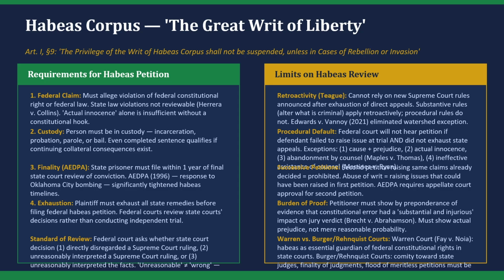Custody. The petitioner must be in custody, broadly defined to include incarceration, probation, parole, and bail. Even someone who has completed their sentence may still be in custody if there are continuing collateral consequences like loss of voting rights.